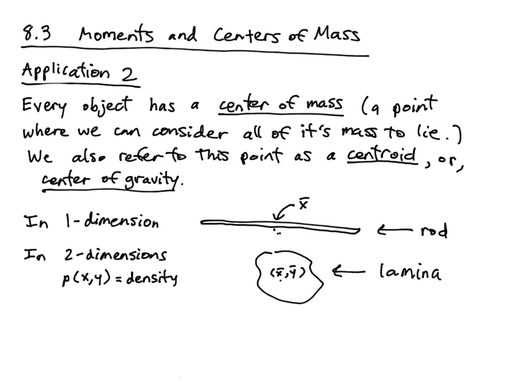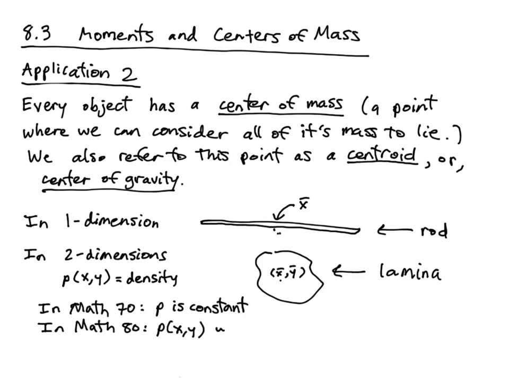So in this class, so in single variable calculus, so in Math 70, rho will always be constant. In Math 80, which is multivariable calculus, rho of x, y will be a function. Now the reason we cannot do these in this class is because to solve this, you need a double integral. So we're not going to be doing that in this class. Okay?